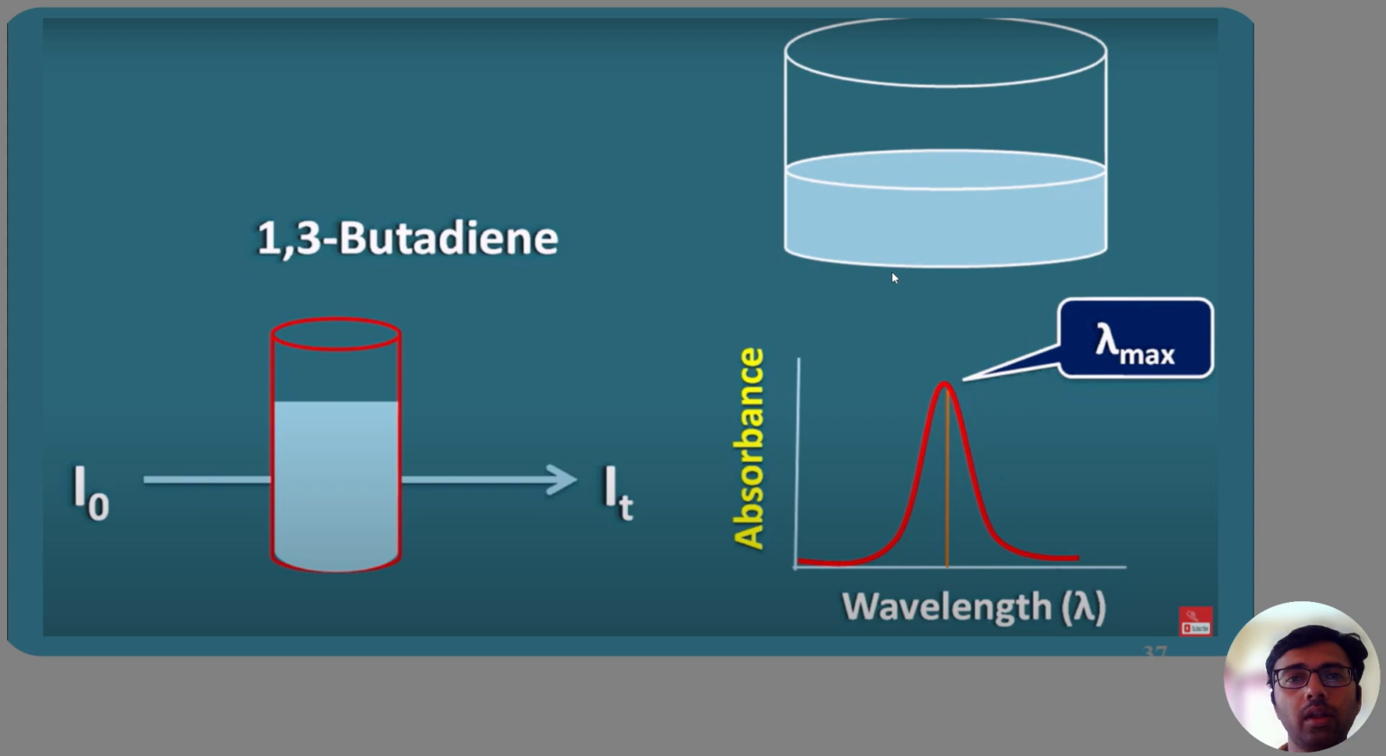Here we consider the example of the conjugated molecule 1,3-butadiene. The most important feature of the spectrum is the peak position. This peak is defined as lambda max. Lambda max represents the wavelength where the probability of electronic transition is maximum. As experimental physicists, our goal is to understand why lambda max shifts when we change the molecular structure or the surrounding solvent environment.